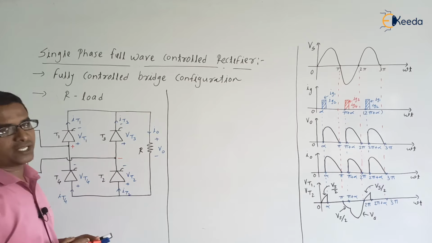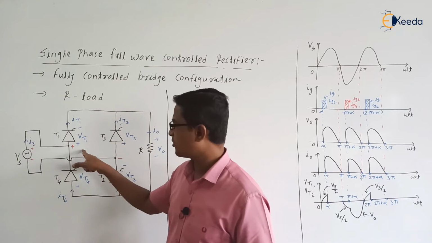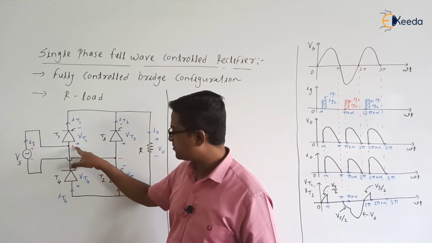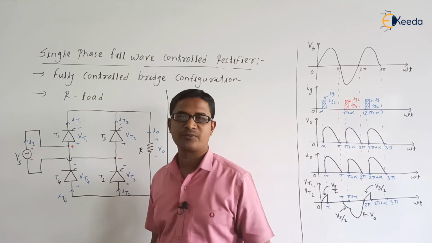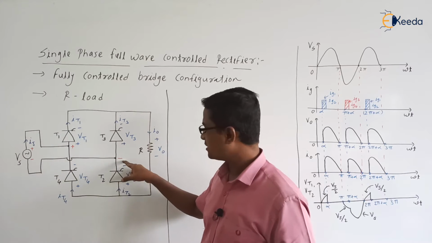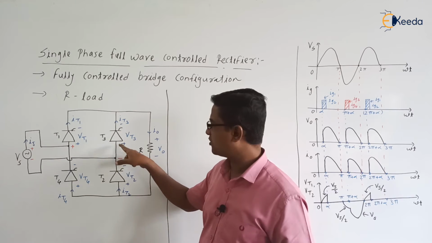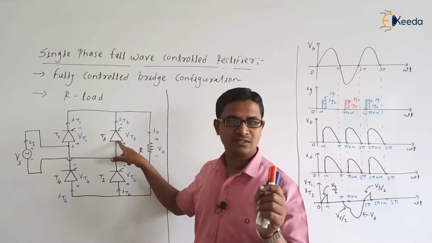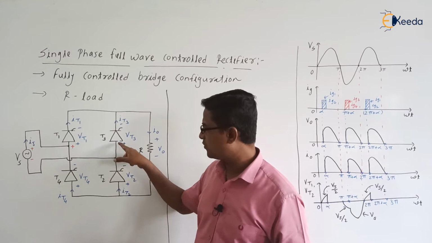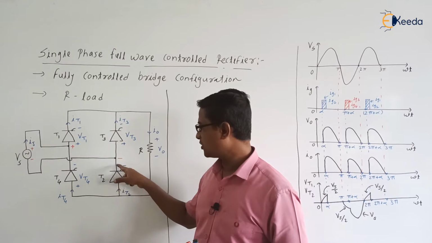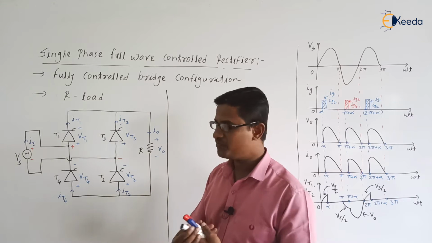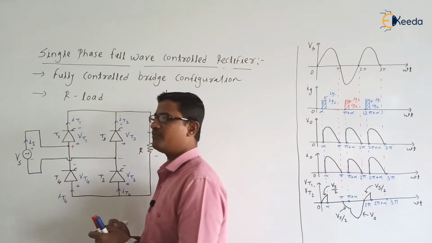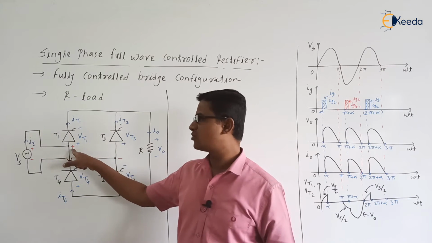If you check, the highest potential is appearing at the anode of thyristor T1, and at the same time the highest potential is appearing at the cathode of thyristor T4. The lowest potential is appearing at this point, which is connected to the anode of thyristor T3. So can we say that the anode terminal of thyristor T3 is connected to the lowest potential? The cathode terminal of thyristor T2 is connected to the lowest potential. For thyristor T1, the anode terminal is connected to the highest potential.